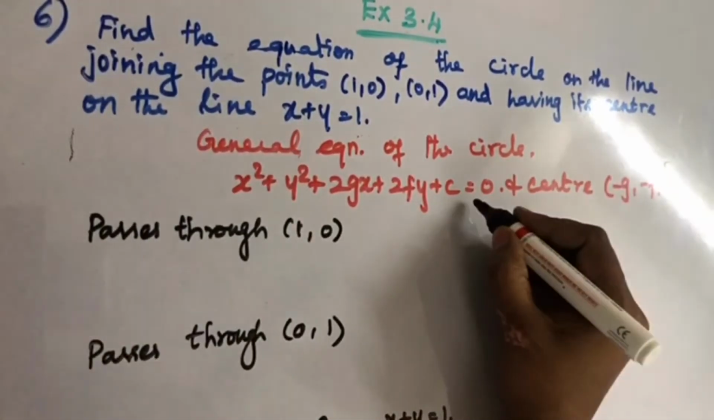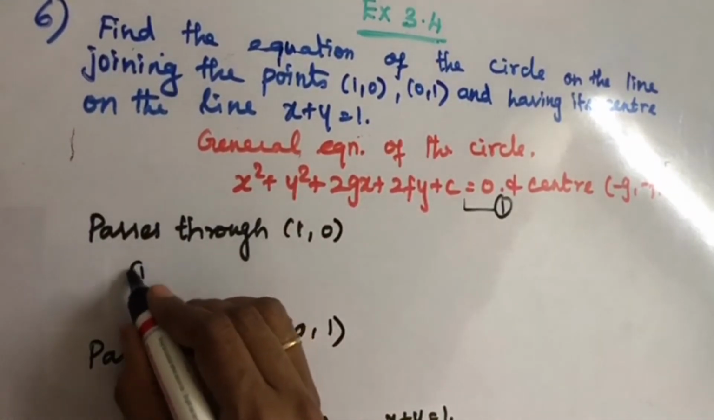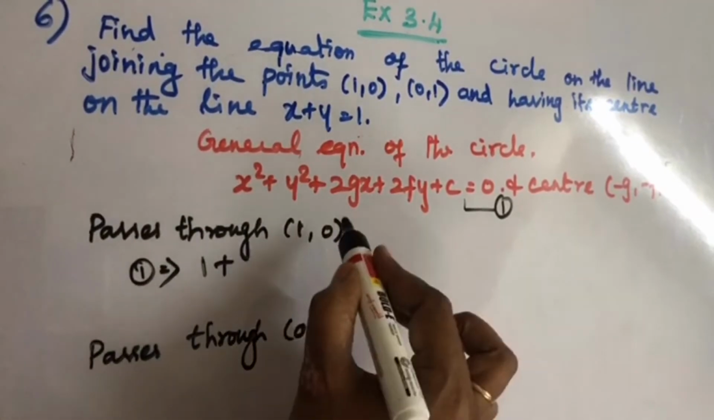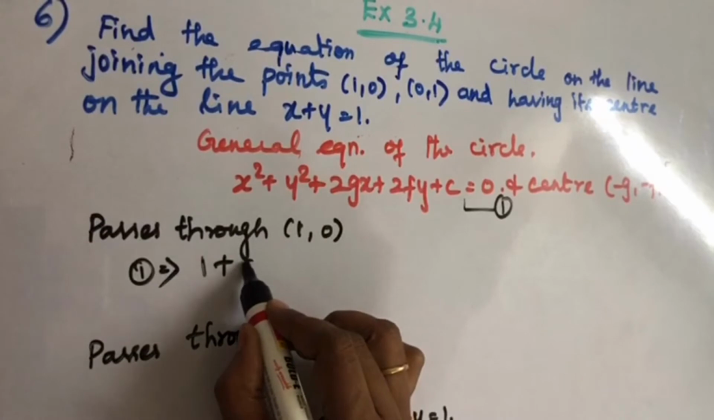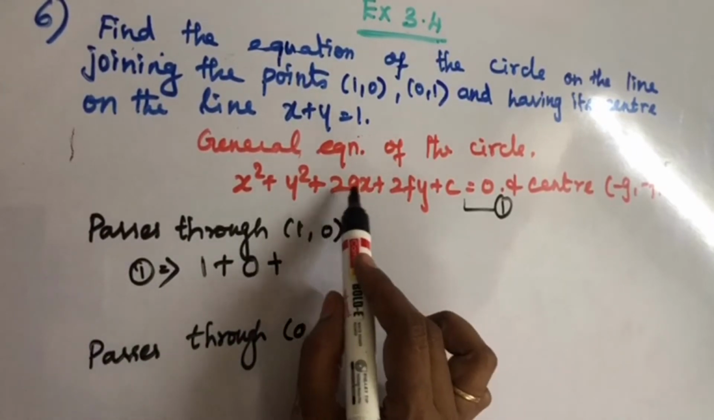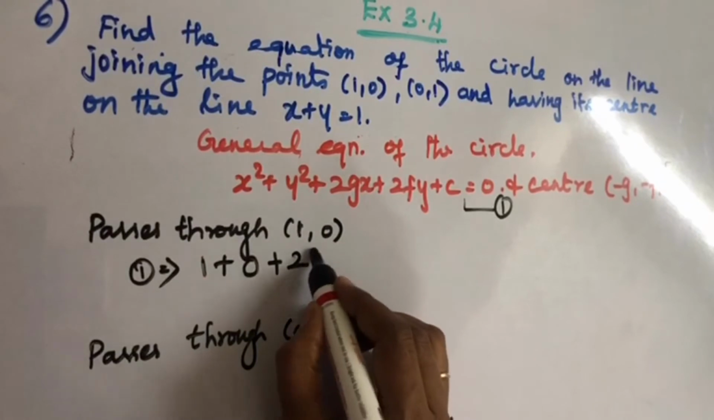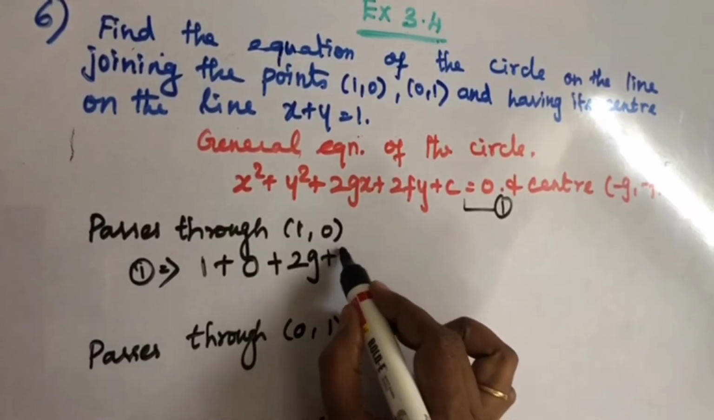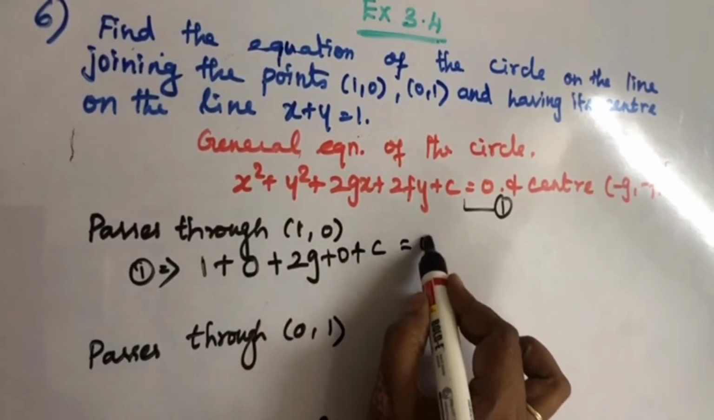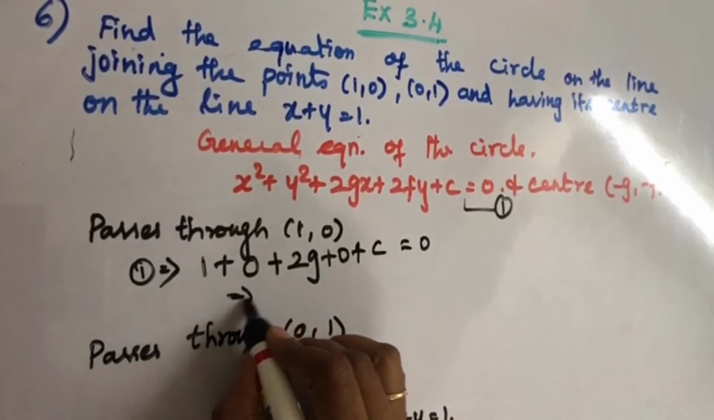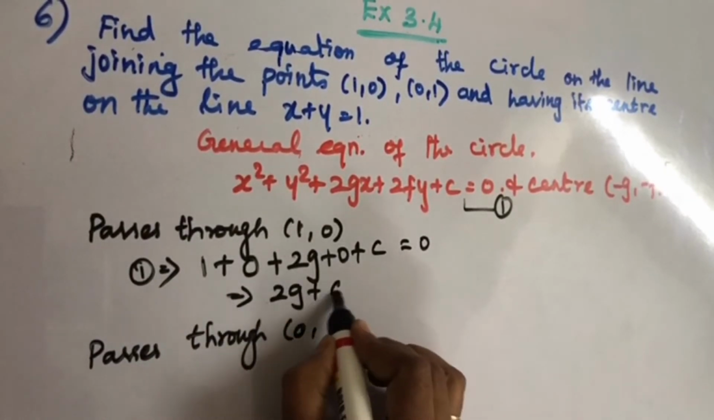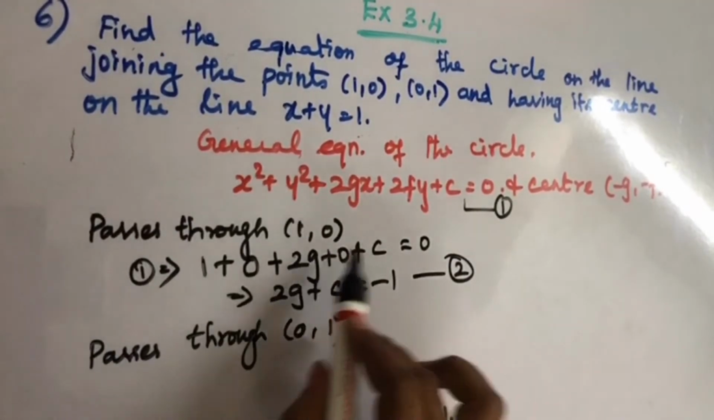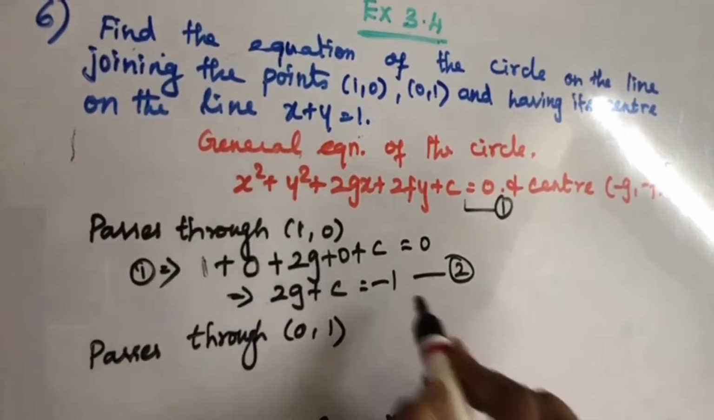We will mark this equation as 1. 1 becomes 1 square, so it is 1 plus 0, y is 0, so 0 square is 0, plus 2gx. x is 1, so it becomes 2g, plus 2fy. As y is 0, it is 0, plus c is equal to 0. So that implies 2g plus c is equal to minus 1, and it is our equation 2. The 1 going to the other side becomes minus 1.